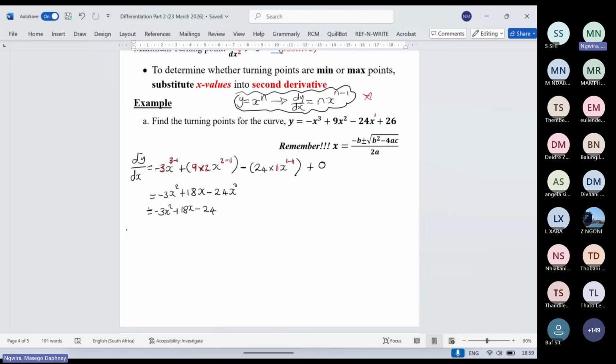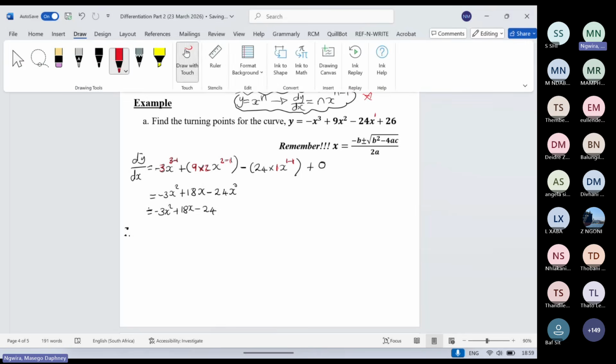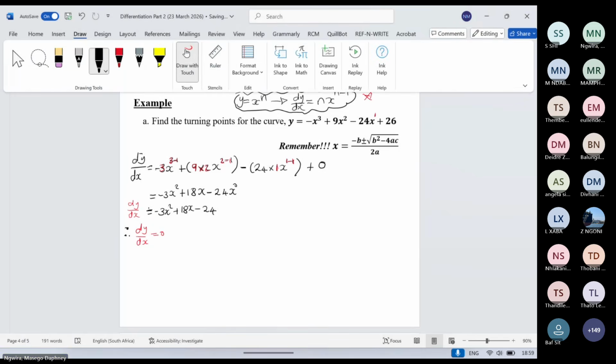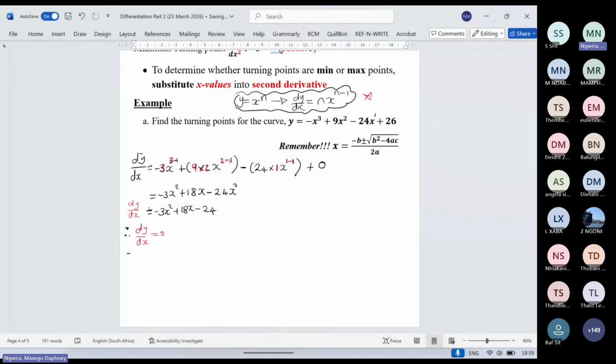Then, therefore, when you are looking for the turning point, you must take the derivative of your y and equate it to 0. What is the derivative of y? This is my derivative of y: dy over dx is equal to this. So I'm going to substitute. Then this will be negative 3x squared plus 18x minus 24 is equal to 0.